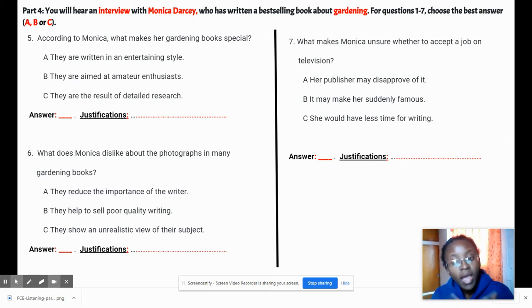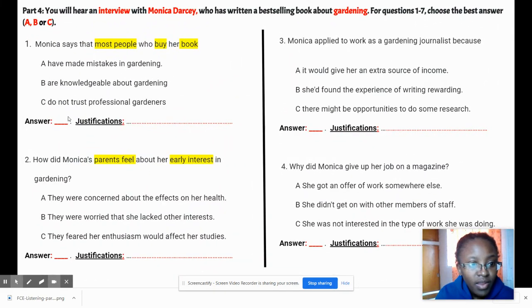Okay, so I wish you all the best. Remember that when you are writing, in this part here you write your answer, which is A, B, or C, and here you write those justification keywords that you heard that justify whether it's A, B, or C. You can write them all the way under. There's no problem. There's enough space.